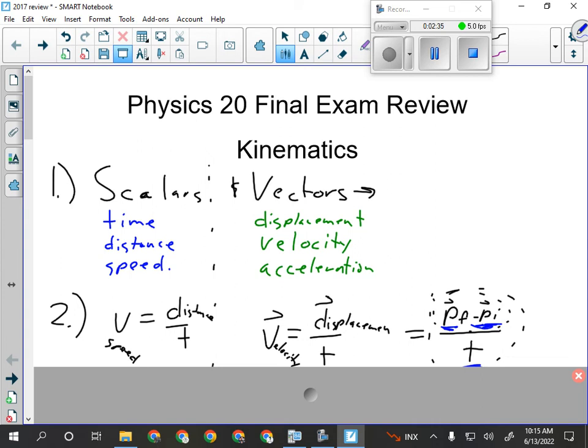I think the one on your unit exam was something like it. Somebody leaves the classroom and they walk 10 meters north to the bathroom, and then they go 20 meters south to their next class. What's their distance traveled? Well, they went 10 and then they went 20, so their distance traveled is 30. But their displacement is actually only 20 south.